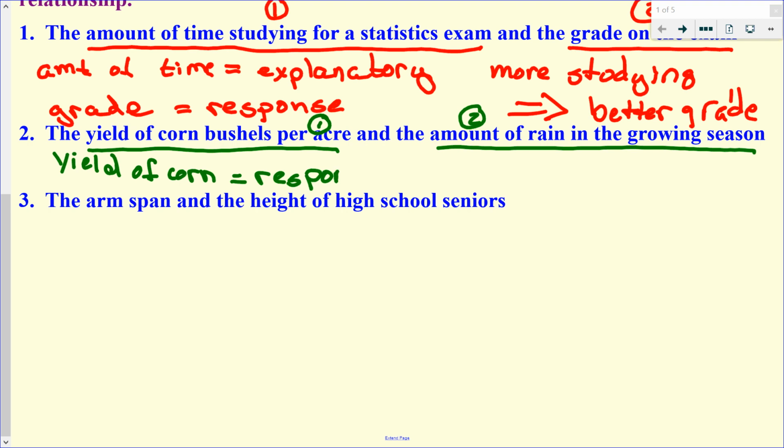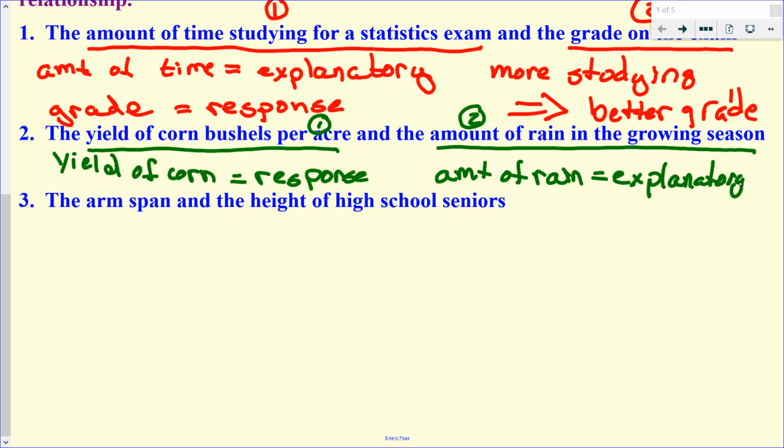It happens because of the amount of rain, which is our explanatory variable. Now, even though we're talking about association here, do not mix up the fact that something's associated with cause and effect. In this particular example, the amount of rain does cause the better yield, but that's not necessarily the case in all situations. Don't mix up association with cause and effect. We'll look into the idea of cause and effect later on.